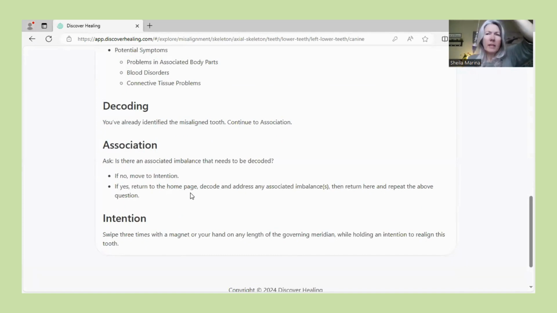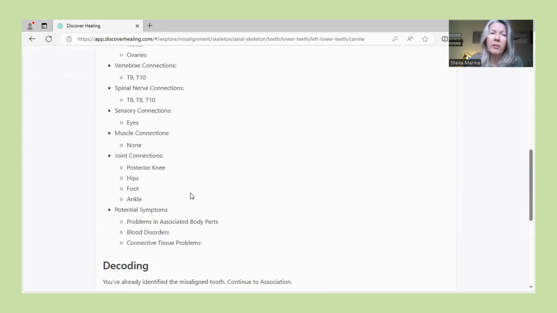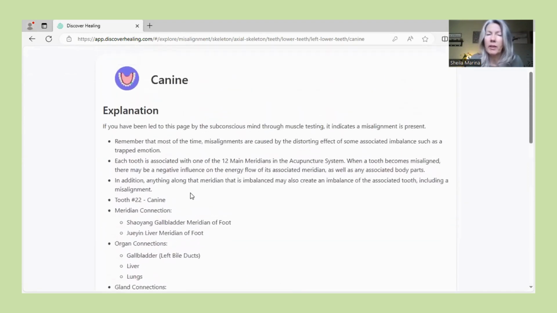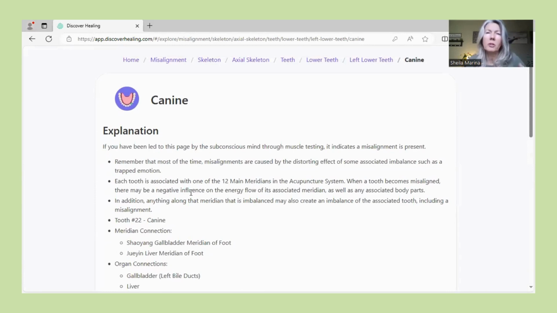So is there an associated imbalance with this canine tooth? No. And are we able to reset this canine tooth today? And the great thing is when we reset the canine tooth, everything else resets along with it, every meridian along with it. So let's just go ahead now, swiping along the governing meridian for the canine tooth of Gus twice, just allowing that canine tooth to realign, all the meridians to be rebalanced.